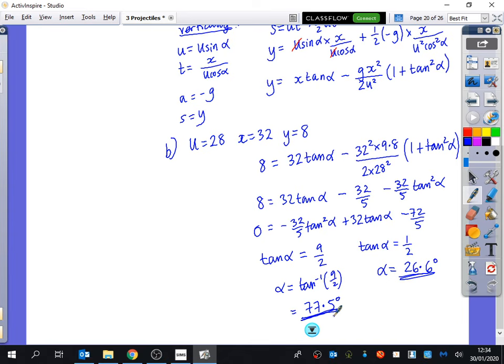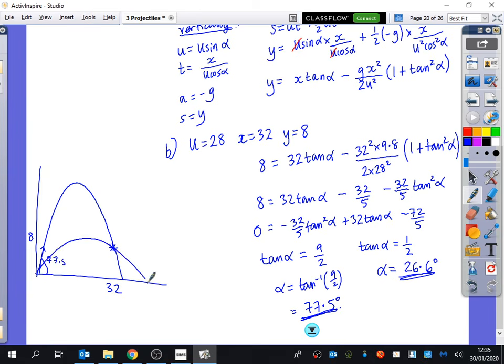Now, what this is actually looking like is we have said we wanted it to be at a point that was 32 meters across and 8 meters up. We're saying, when is it going to hit that particular point? And there's two ways you can do it. You can either go like this, like that, where the angle was 77.5, or you could go like that, where the angle was 26.6.